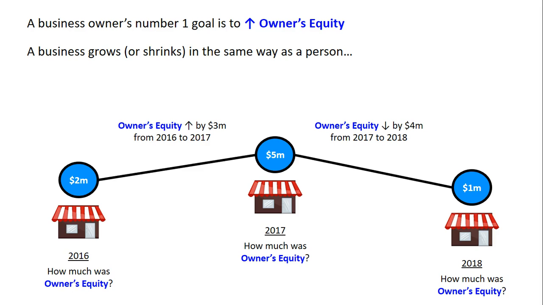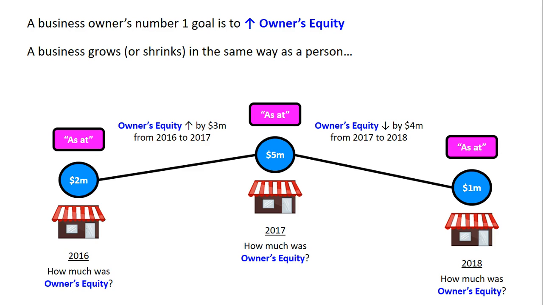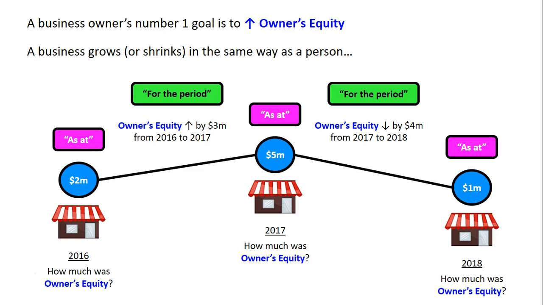So this is the exact same thing as with our height. We have as at measurements. As at the end of 2016, we had owner's equity of $2 million. As at the end of 2017, owner's equity was $5 million. And as at the end of 2018, it was $1 million. Where do we get the information to update our owner's equity every year? That's our for the period data. So for the period 2016 to 17, owner's equity went up by $3 million. For the period 2017 to 2018, owner's equity went down by $4 million.